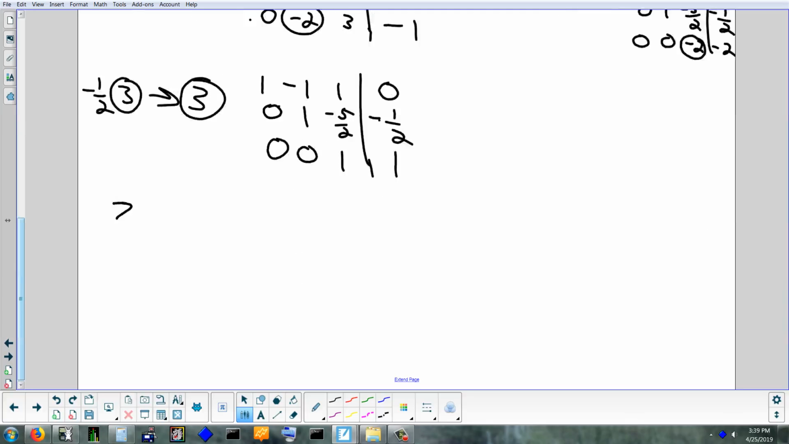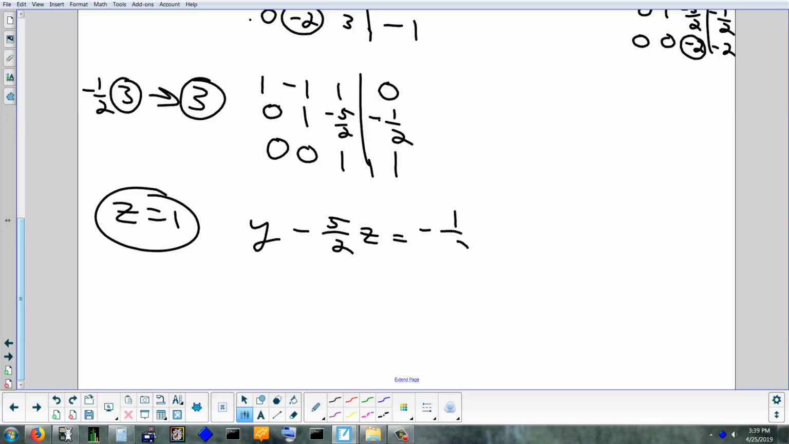So now z equals 1. Yep, z equals 1. What does the row above it say? y minus 5 over 2 z equals negative a half. Now we're plugging in 1, so what's negative 5 halves times 1? Negative 5 over 2.